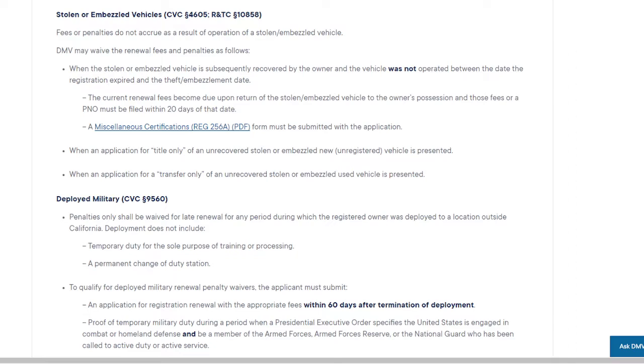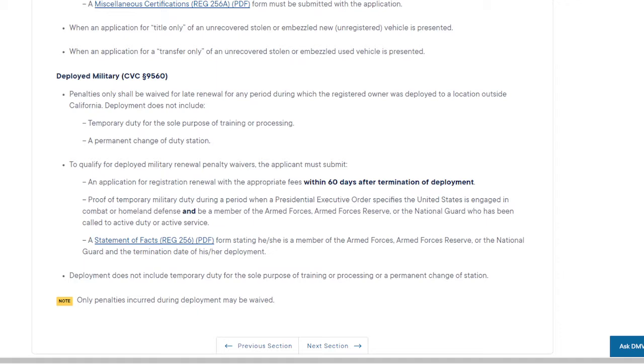Proof of temporary military duty during a period when a presidential executive order specifies the United States is engaged in combat or homeland defense, and be a member of the Armed Forces Reserve or the National Guard who has been called to active duty or other service.